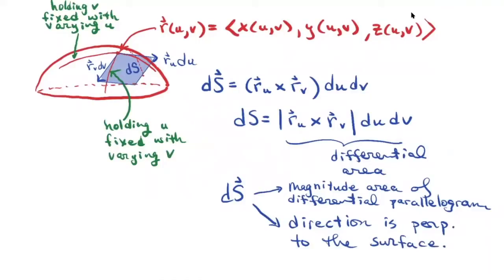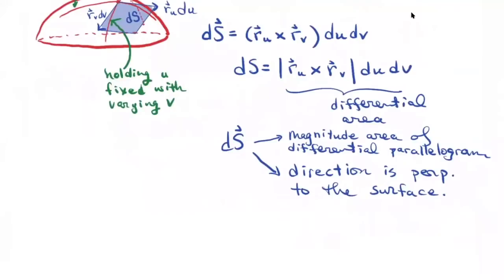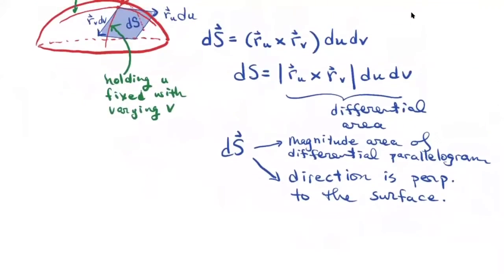All right, any questions about just the definitions here? And again, ds, the scalar, is the magnitude of ds, the vector. So they're very closely related. It's just that sometimes we need ds to be a vector, and sometimes we need it to be a scalar.